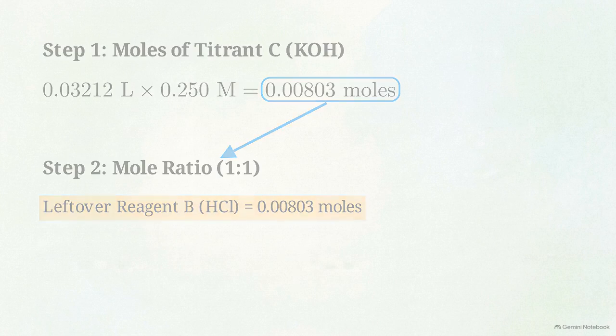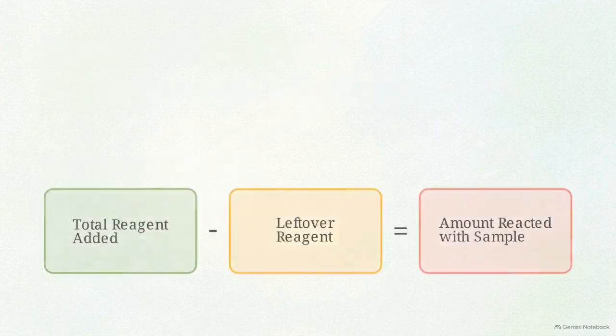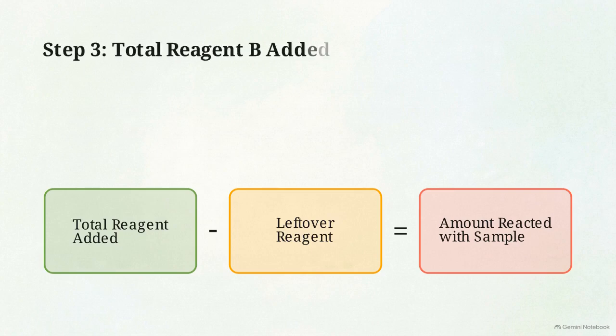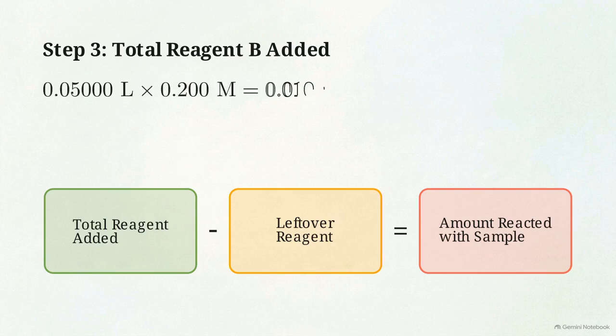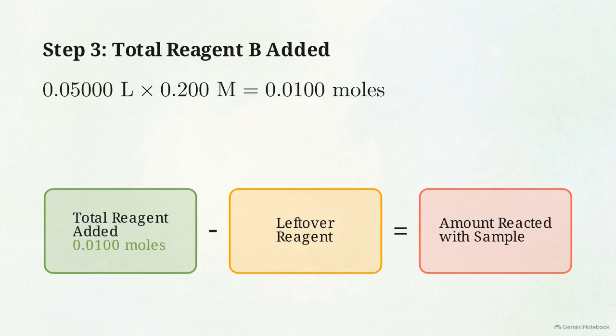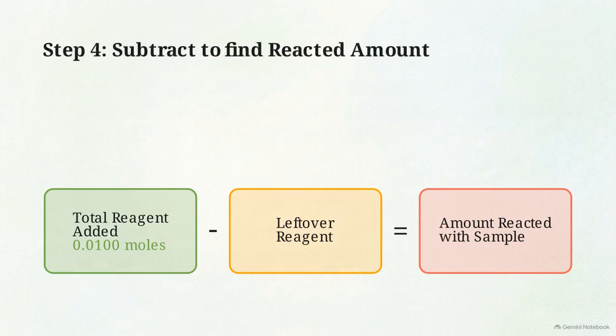This is the central logic of the calculation. If we know the total amount of reagent we added initially, and we subtract the leftovers we just measured, the result must be the amount that actually reacted with our sample. Step 3. Find that absolute total. We initially added 50.00 milliliters of 0.200 molar acid. Multiplying those values gives us 0.0100 total moles of reagent B.